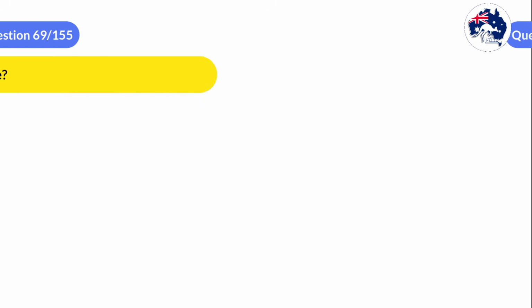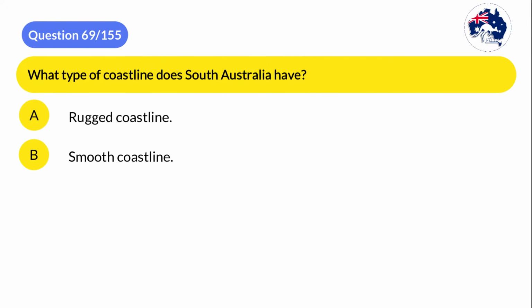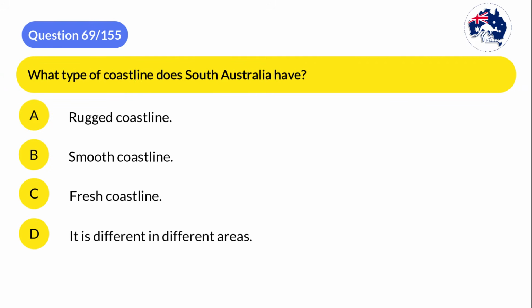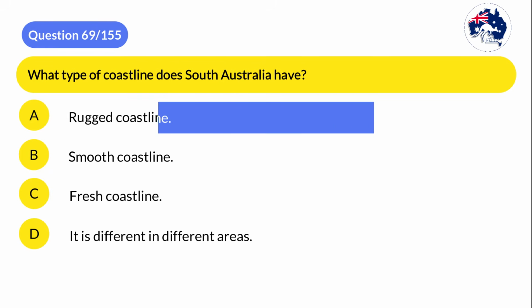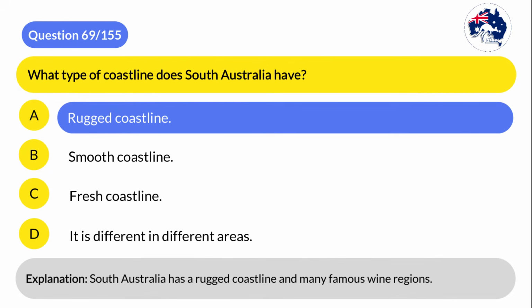Question 69. What type of coastline does South Australia have? A. Rugged coastline. B. Smooth coastline. C. Fresh coastline. D. It is different in different areas. The correct answer is A. Rugged coastline. Explanation: South Australia has a rugged coastline and many famous wine regions.